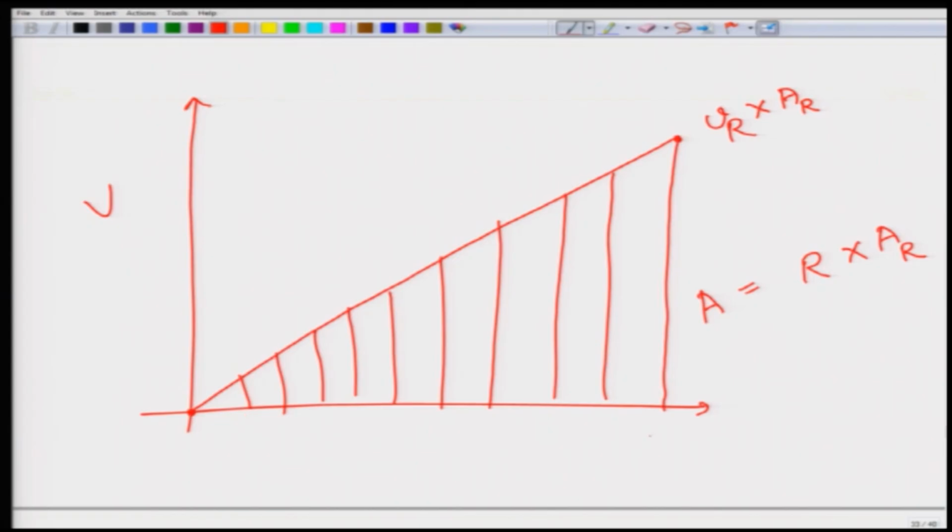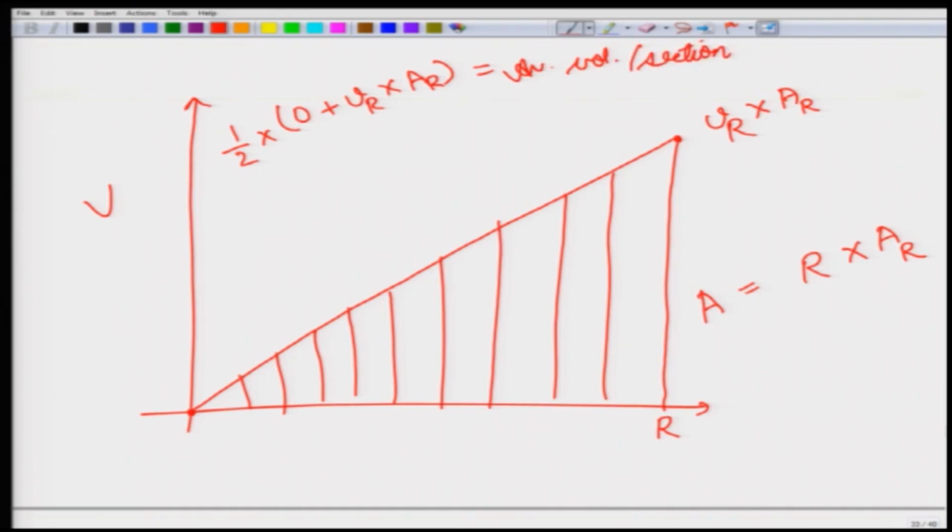And the total number of sections is R. So, what is the average volume in one section? That will be given by half into, let us take the two extremes, 0 plus VR, into AR, is the average volume per section.